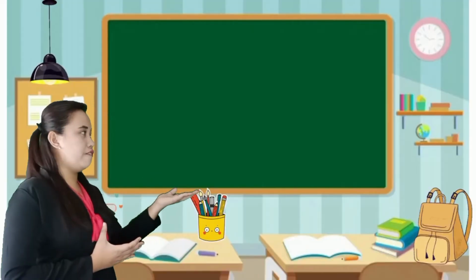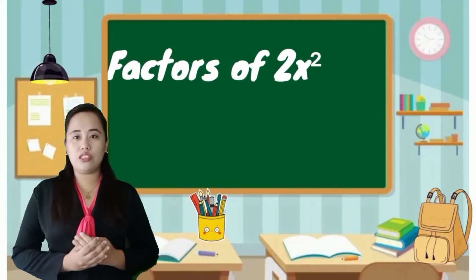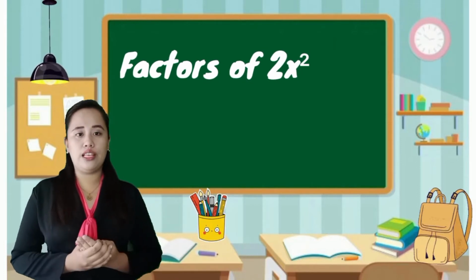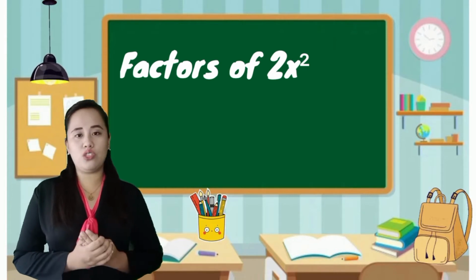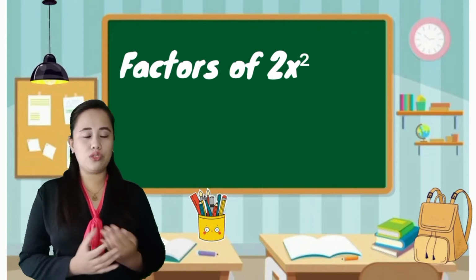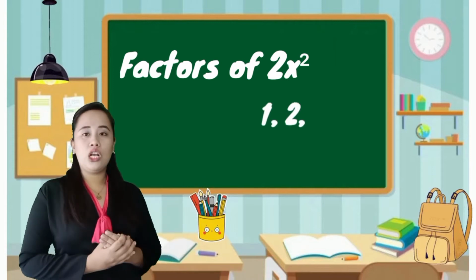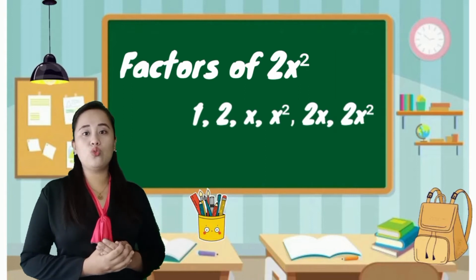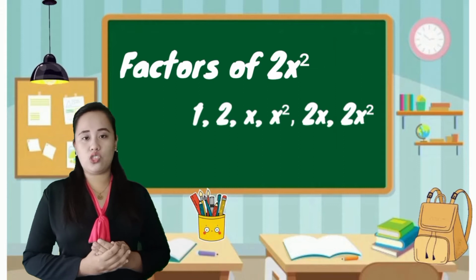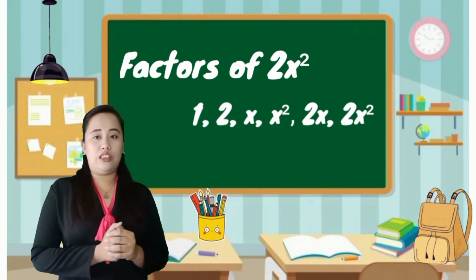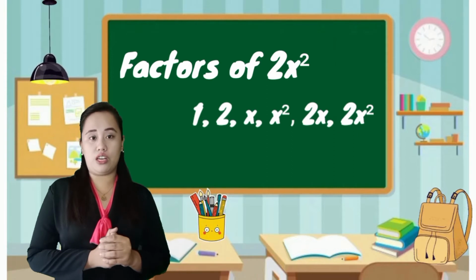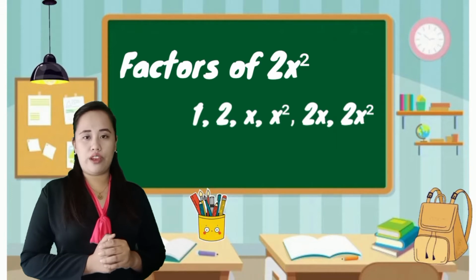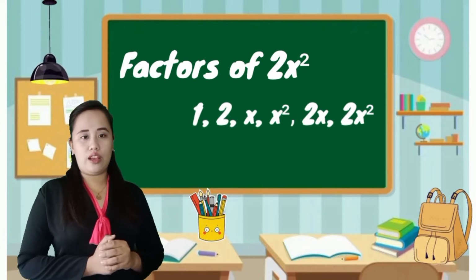How about if we have the expression 2x squared? Think of a number or an expression that can divide 2x squared evenly. What are those? We have 1, 2, x, x squared, 2x, and 2x squared. So we can say that the factors of 2x squared are 1, 2, x, x squared, 2x, and 2x squared.